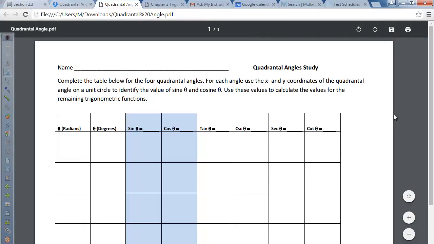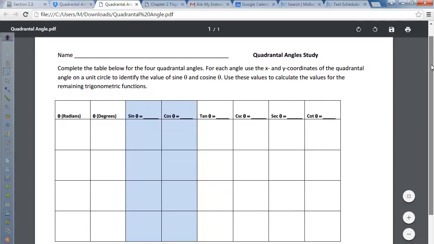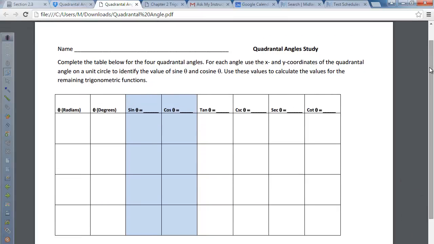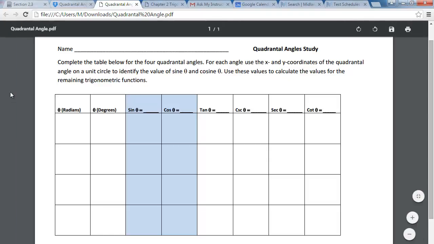So we need to know, we need to be able to fill out this table. Okay. And not just this table, but more importantly, as we go on through the course, when I say what is sine of 270 degrees, I need you to be able to tell me that information. So let's just kind of get it started here.